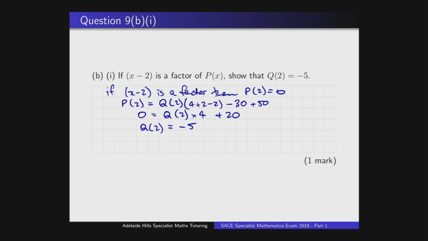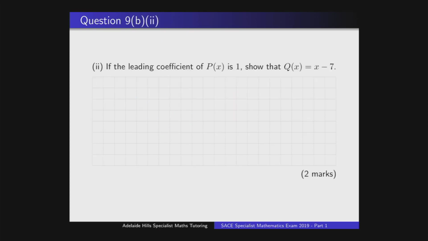Now in part 2 of B, what we need to do is find that if the leading coefficient of p of x is 1, show that q of x is equal to x minus 7. Okay, so leading coefficient, that's saying that the x to the 3 term in p of x, we're told that p of x is a cubic.